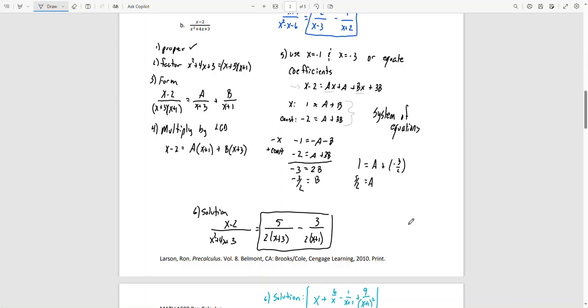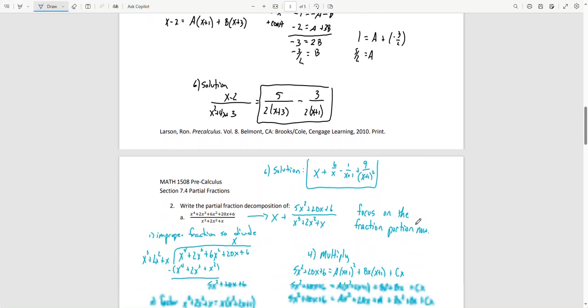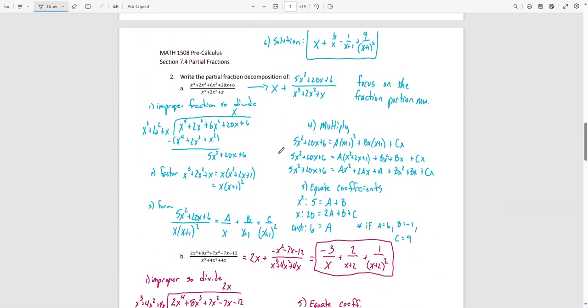Every single time, same 6 steps. Is it proper? Proper fraction. Factor it. Write the form. Multiply. System of equations. Answer. All right, we'll come back to this answer. I ran out of space on this one.